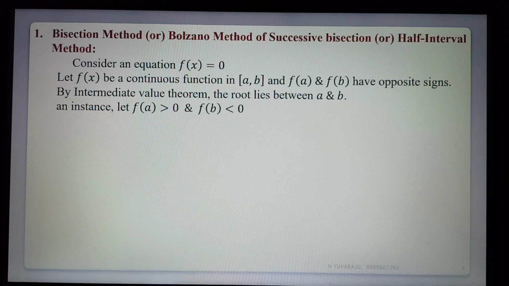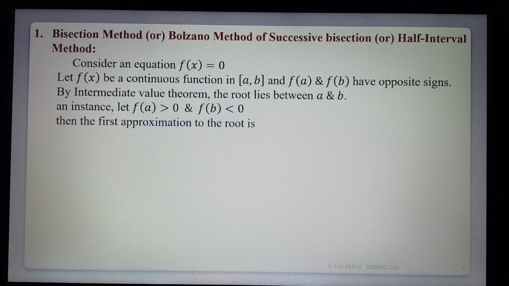So in this method, how do we find the first initial root? Bisection means a plus b by 2, that is, the first value and second value of the given interval, a plus b by 2. So x1 is equal to a plus b by 2. This is the first root. This initial value, the first approximation, is a root or not? Verification: x1 is substituted in the given equation, f of x is equal to 0.